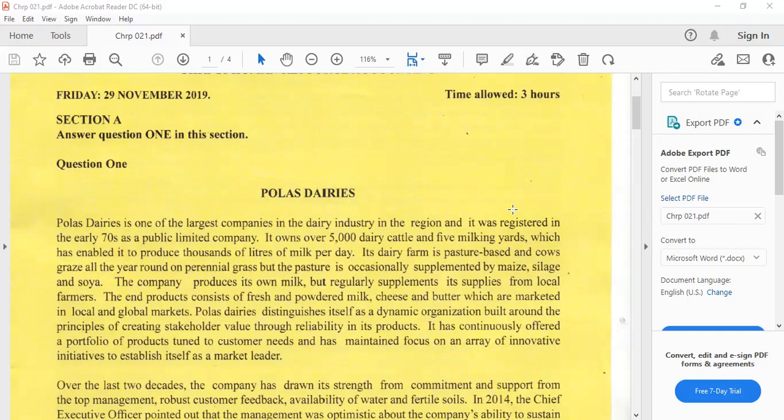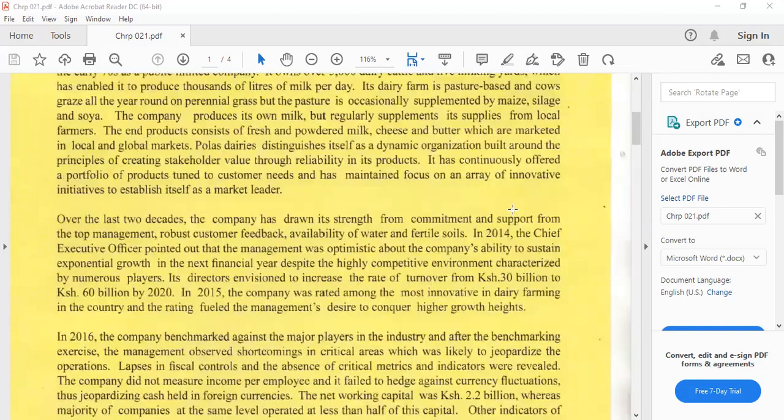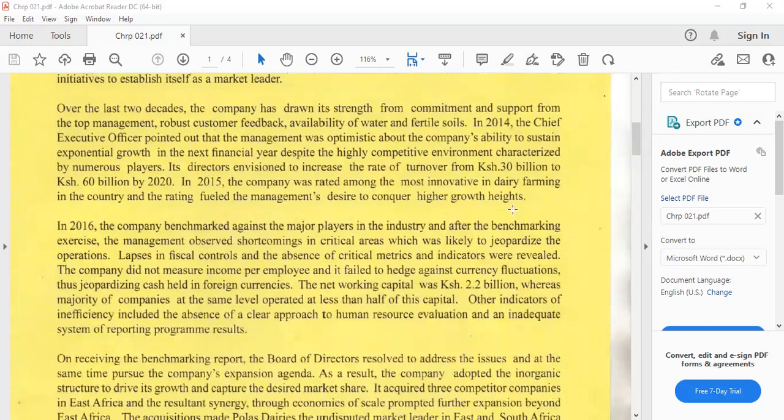In 2014, the chief executive officer pointed out that the management was optimistic about the company's ability to sustain exponential growth in the financial year, despite the highly competitive environment characterized by numerous players. Its directors envisioned to increase the rate of turnover from 30 billion shillings to 60 billion in 2020. In 2015, the company was rated amongst the most innovative in dairy farming in the country, and the ratings fueled the management's desire to conquer higher growth heights.